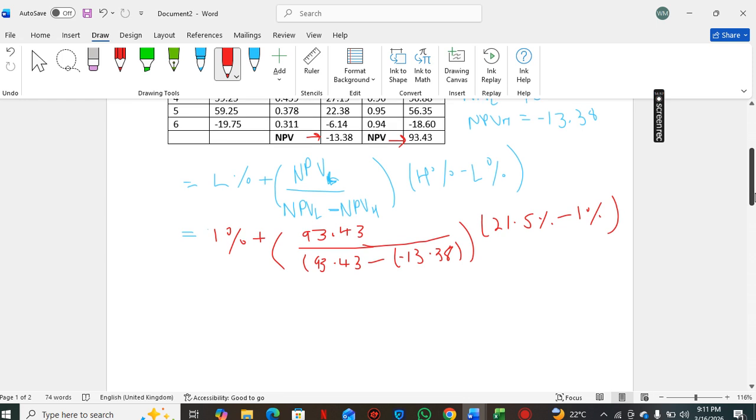So, order of operations. Okay, you start here at the bottom. 93.43 minus negative 13.38. Colleague, someone to do the calculation for me. 93.43, as I'm just writing this step by step. 93.43 minus negative 13.38.